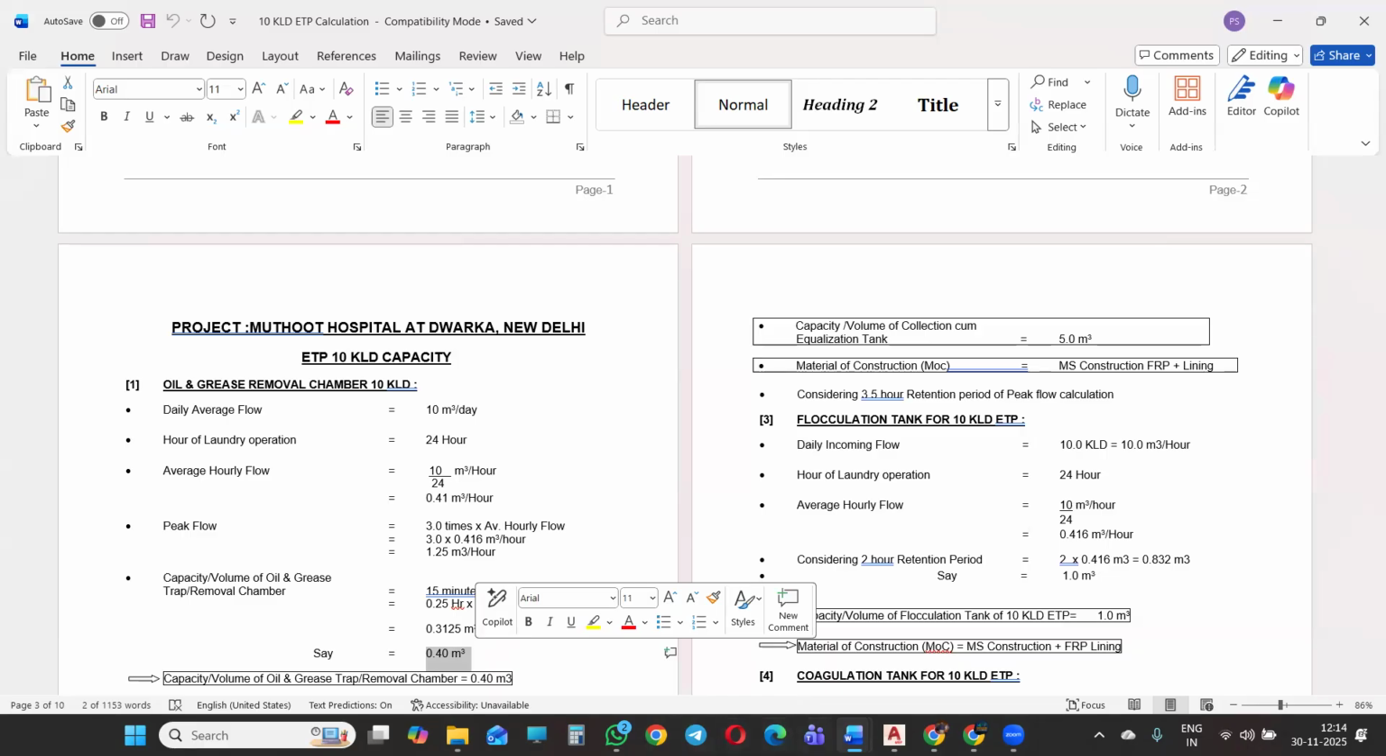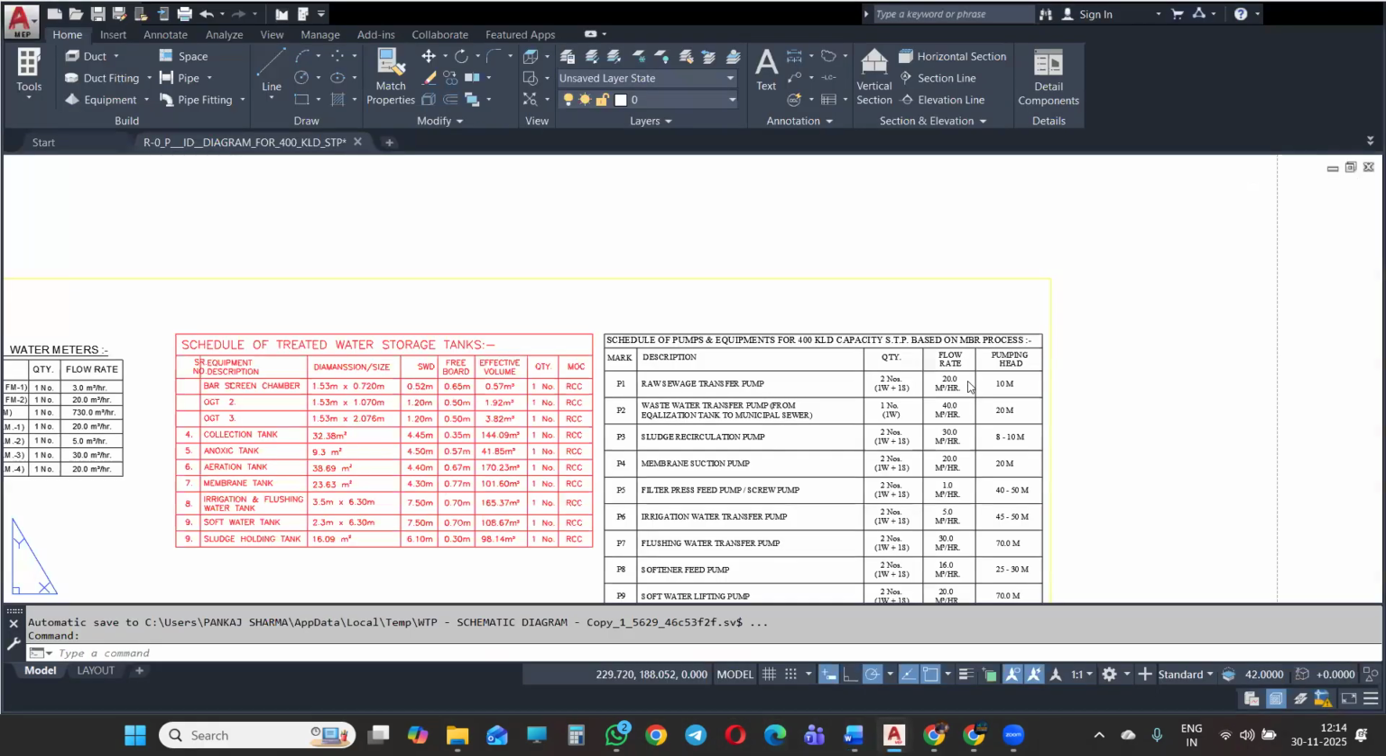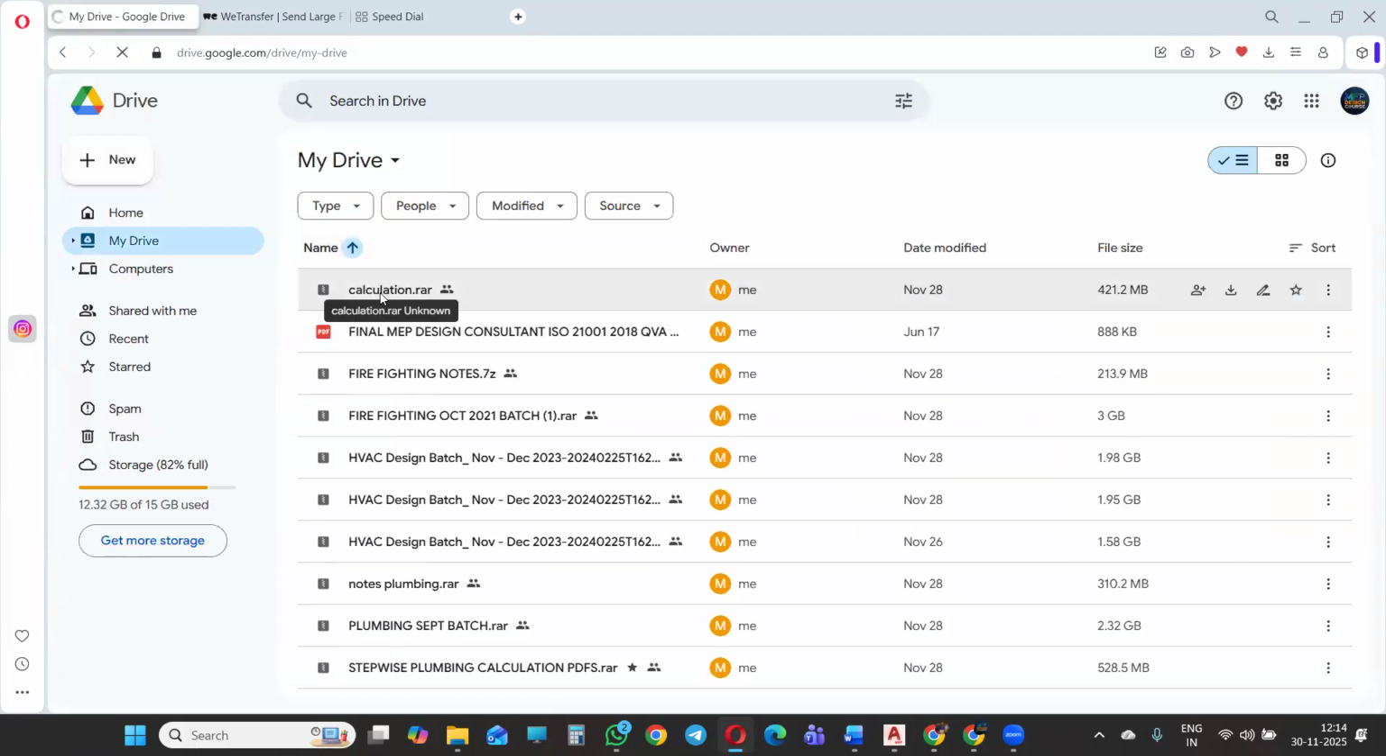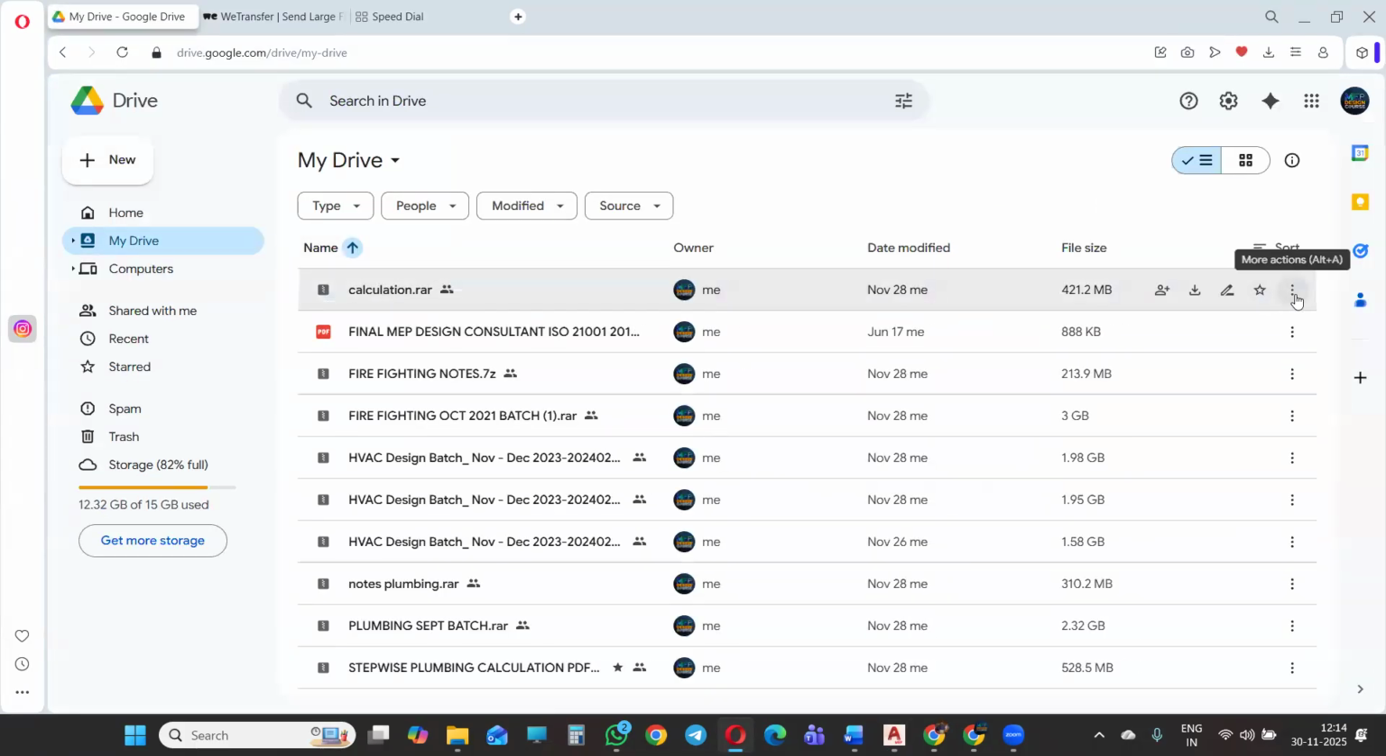I will open the drawing here. Every slide's data has been given in the group also. And if you open my calculation folder, one calculation folder is there in my notes. Can you see my screen? The STP calculation. I have given this folder to everyone. This calculation folder consists of every note, drawings of STP, ETP, manuals, everything.